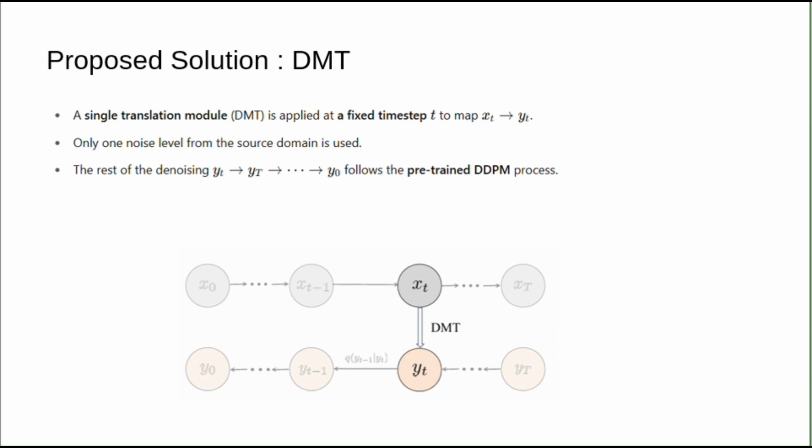This design brings three key benefits. First, it reduces the number of translation operations to just one. Second, it works with a single noise level, simplifying training. And third, it makes the architecture modular by allowing the reuse of pre-trained diffusion models. As we can see in the diagram, the result is a much cleaner and more effective pipeline compared to prior methods.